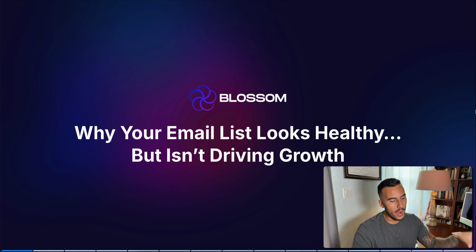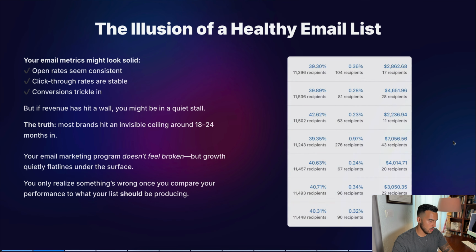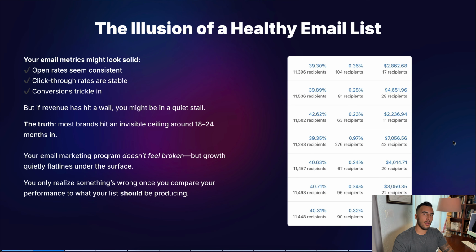So this is why your email list looks healthy, but it isn't driving growth. First and foremost, the illusion of a healthy email list. Let's get into it. Your emails probably look like this. When we're talking about campaigns, you might see good open rates, 40, 42, 50%. You might see decent click rates of 0.5%, 1%, 2%, etc. And you're making money on the back end, right? You're seeing all these recipients place orders and you're seeing some good revenue here.